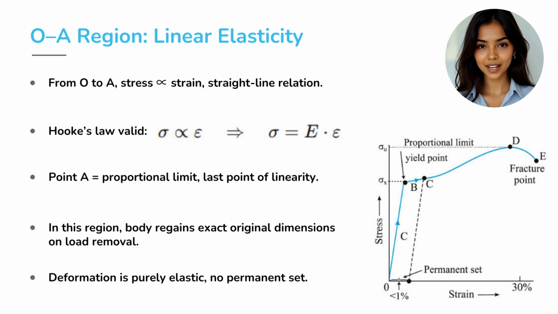This portion is linear, perfectly straight, like a disciplined student following rules. The point A marks the end of this linear obedience, and we call it the proportional limit. Within OA, if you stop pulling, the wire happily returns to its original size, no grudges, no memory of being stretched. As the diagram shows, the OA line is straight, neat, and reversible.